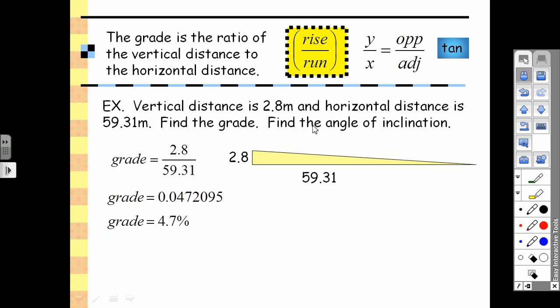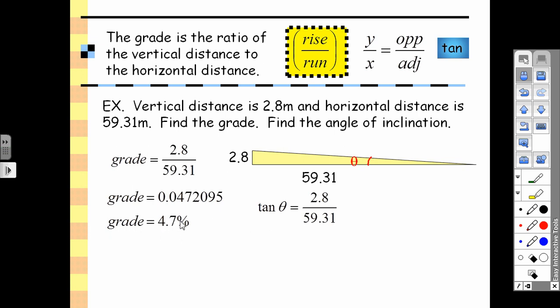The second part says find the angle of inclination. So the angle of inclination that they're talking about is this angle right here, this little tiny angle that you're looking for. So in a right triangle, if you needed to figure out what that angle is, the equation you're going to use is opposite over adjacent is equal to the tangent of theta. So tangent theta is 2.8 divided by 59.31. So look, this fraction is the same as the fraction we have here, which we already got this decimal, right? So you can imagine that you might have a problem where they tell you the grade and they ask you to find the angle of inclination.